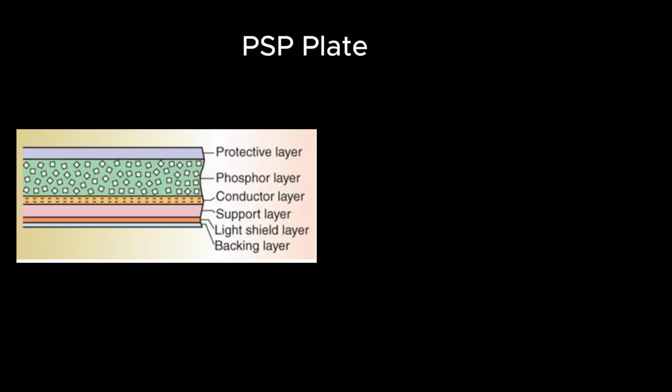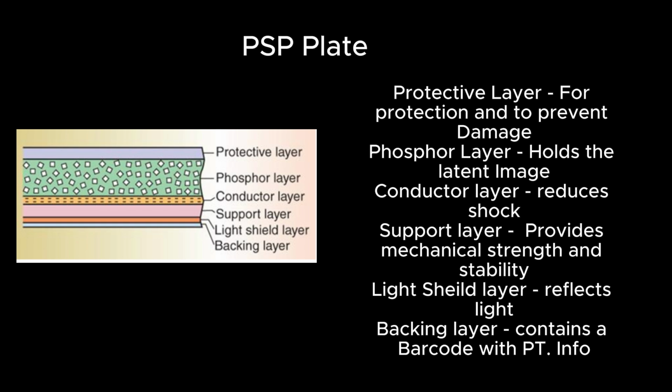Okay, so CR uses a special imaging plate called a PSP plate. That's a photostimulable phosphor plate. It's stored inside a cassette, and when x-rays hit that plate, a latent or invisible image is formed. Now this plate has multiple layers, and each one has its own job. Let's break those layers down one by one.